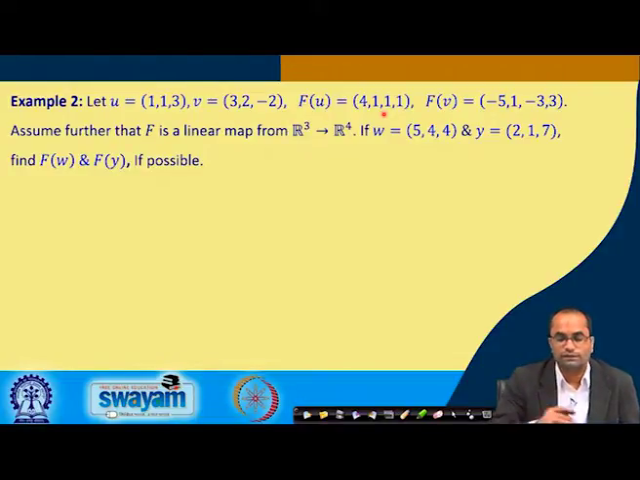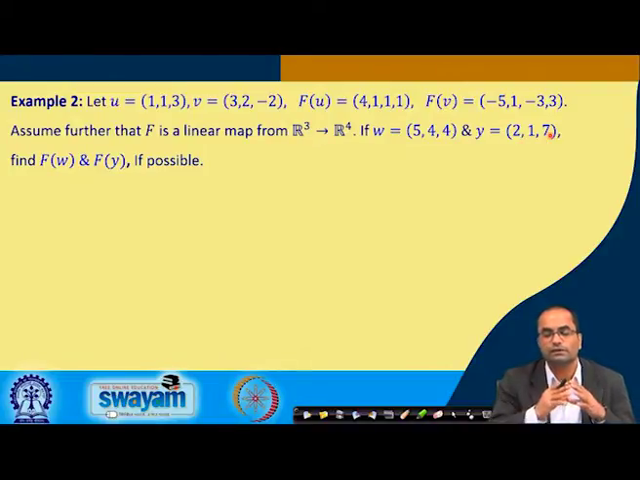And what is the question now? If w is given as (5, 4, 4) and y is given as (2, 1, 7), can we find f(w) and f(y)? We know only that f(u) is given and f(v) is given, but we want to find what f(w) will be. The w vector is given as (5, 4, 4), and y is given as (2, 1, 7), and we want to find f(w) and f(y), and f is a linear map.